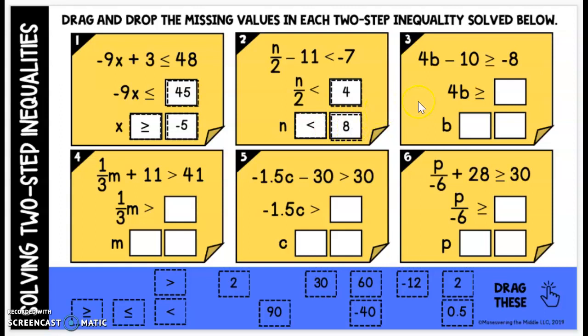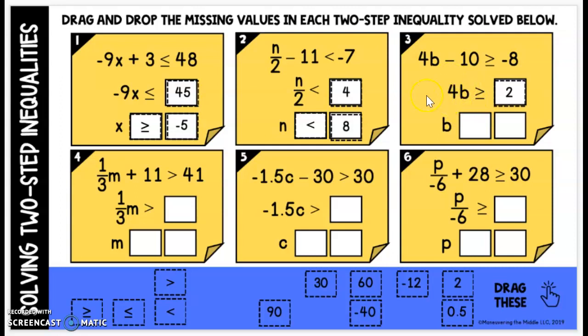I'm going to keep working this with the other ones. I have 4 times b minus 10 is greater than or equal to -8. I am going to do the inverse operation. For -10, that would be positive 10, or subtracting 10 would be adding 10. And that cancels this 10 out. On this side, -8 plus 10 gives me 2. And then I bring down my 4b over here. That's 4 multiplied by b is greater than or equal to 2.